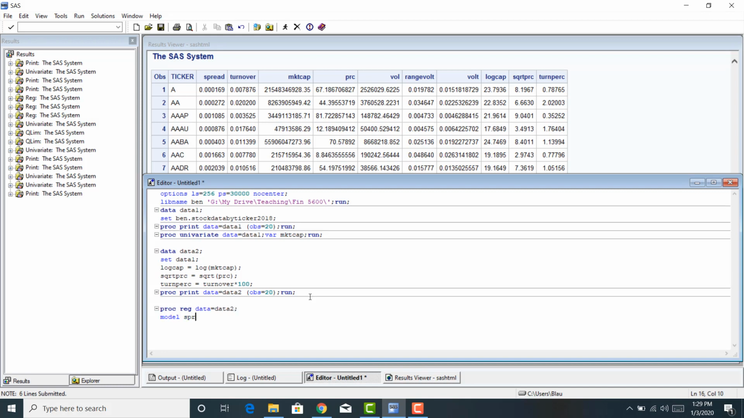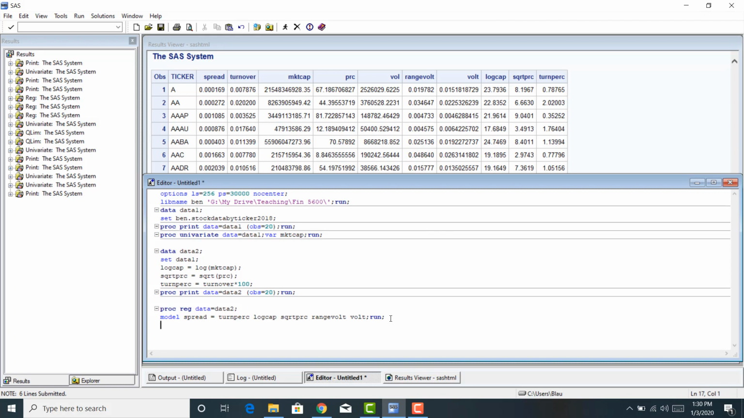And what I want to do is model bid-ask spread as a function of share turnover, right? The more trading volume that there is in a particular stock, the lower the bid-ask spread. So the coefficient on this variable should be negative. Again, this isn't an econometrics tutorial, and we're not doing anything very interesting here, but this is just showing you how to run some econometric models. Let's include the log of market cap, the square root of price, and let's include our volatility measures.